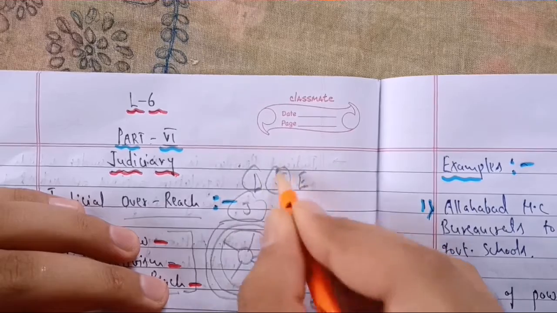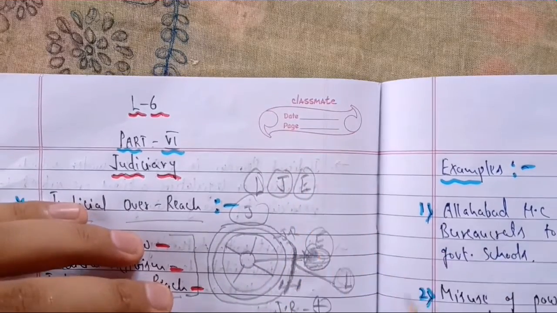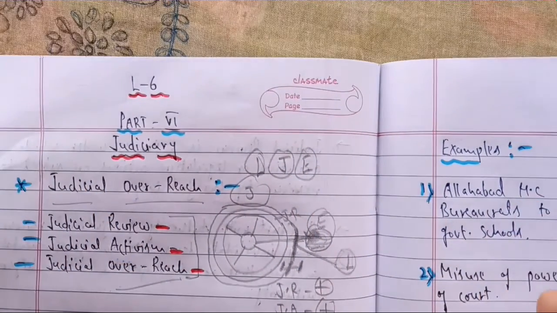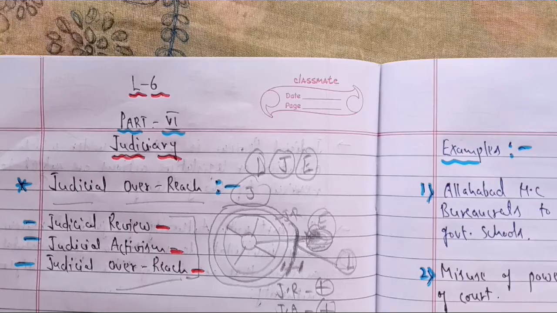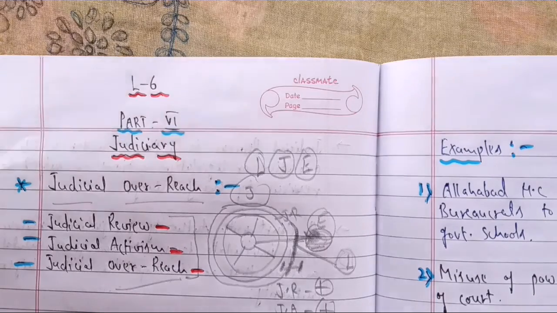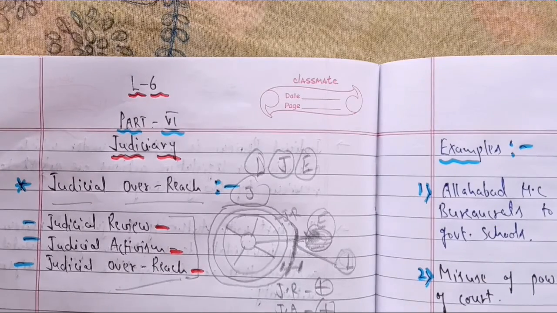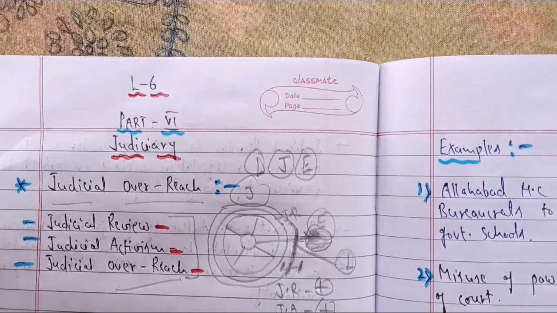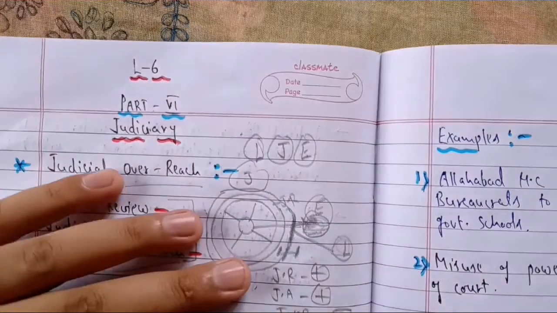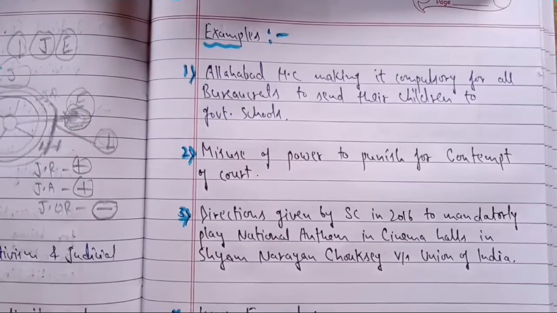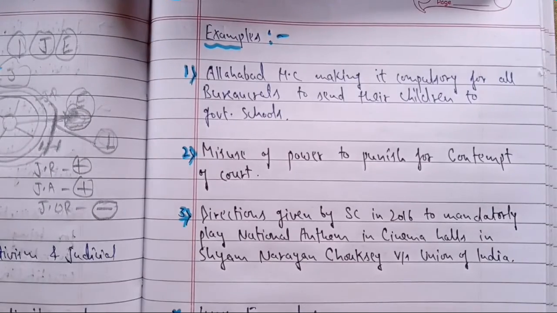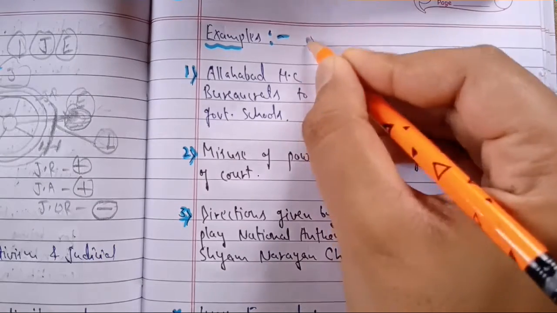So all have separate jurisdictions, all have separate powers and functions. So this separation of power has to be maintained. If there is a situation like judicial overreach, where the judiciary oversteps its power, in this case it is destroying the very spirit of separation of power. So it has to be kept in mind while exercising its powers. Some of the examples of judicial overreach I have written down here.